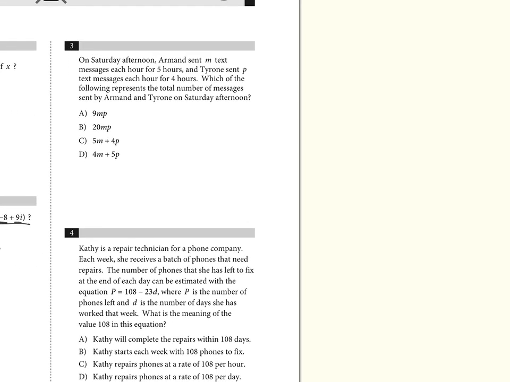Problem number 3, it says that Armand sent M text messages over each hour for 5 hours. That means he sent 5 times M text messages. Tyrone sent P text messages each hour for 4 hours. That means he sent 4P text messages. So the answer is C.